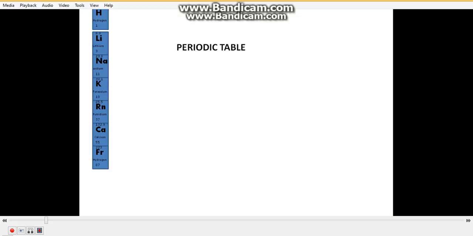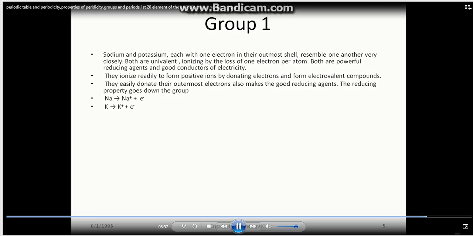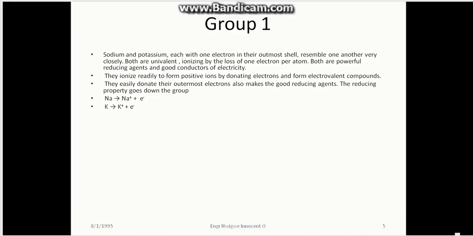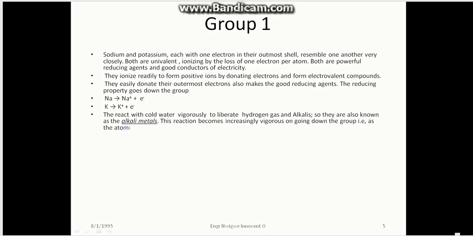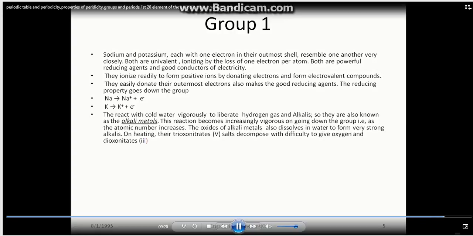Sodium will donate one electron to become positively charged. Potassium will donate one electron to become positively charged. They react with cold water vigorously to liberate hydrogen gas and alkali, so they are also known as alkali metals. This reaction becomes increasingly vigorous on going down the group, as the atomic number increases.